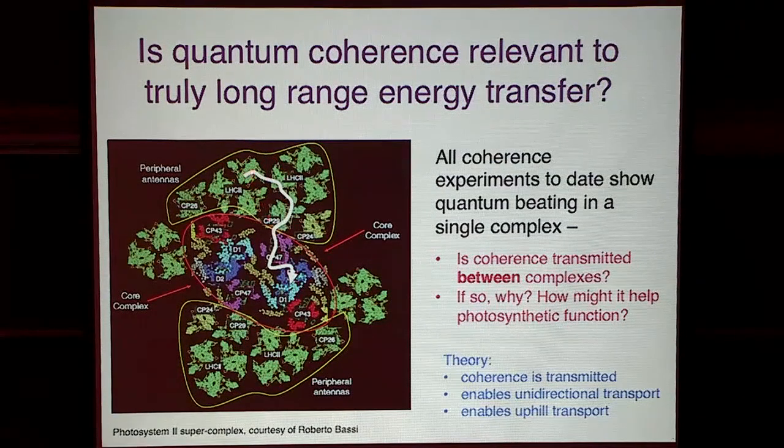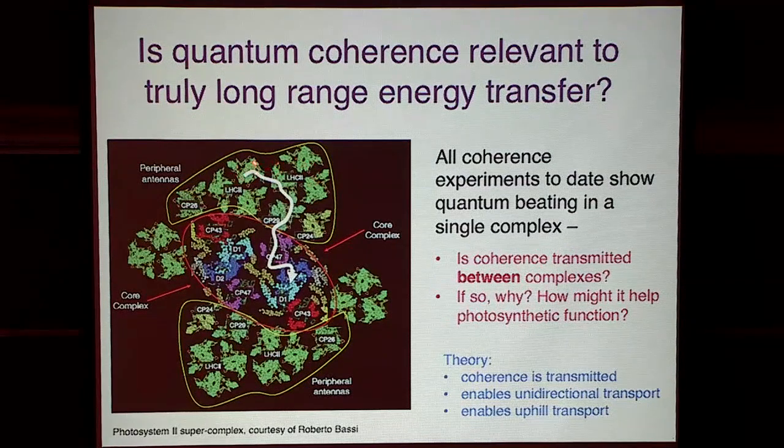And we'd like to know, is this coherence transmitted between the complexes? And then, of course, the biologists always ask, why would it be transferred? How might it help the photosynthetic function? So for the theory analysis, I'll just give you a very brief description in words on the next slide. The theory shows that coherence can indeed be transmitted from one complex to another. We haven't yet done this on the big system, but it can be done on a smaller system. The theory, furthermore, shows that it enables the transport to go in one direction.